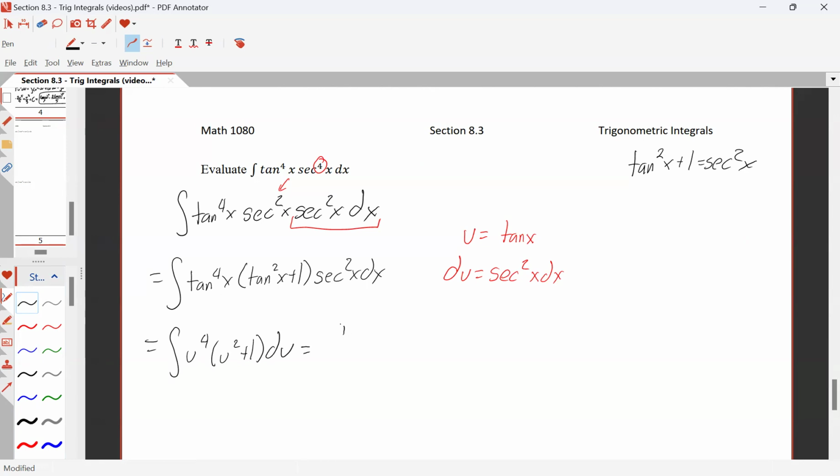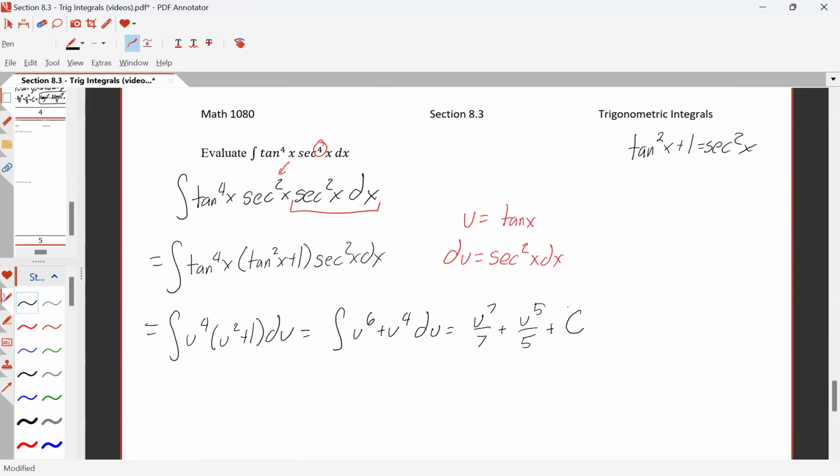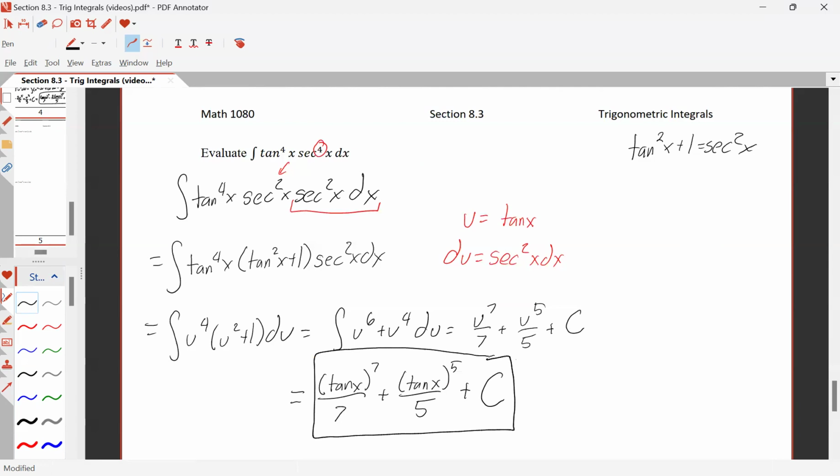Multiplying this out gives us the integral of u to the sixth plus u to the fourth du. Easy to integrate. That would be u to the seventh over 7 plus u to the fifth over 5 plus c by the power rule. And now we plug our u sub back in, giving us tangent x to the 7th over 7 plus tangent x to the 5th over 5 plus c. And there is our integral or antiderivative of tangent to the fourth secant to the fourth x.